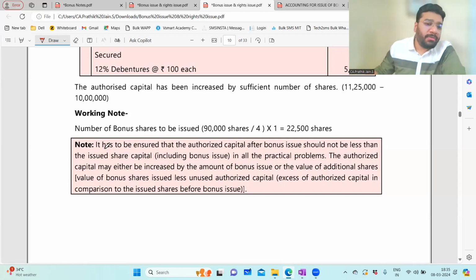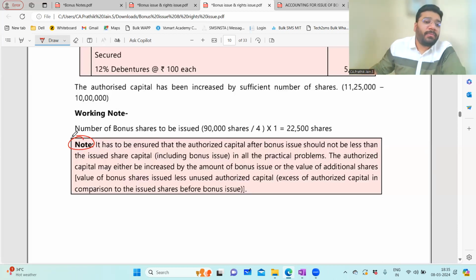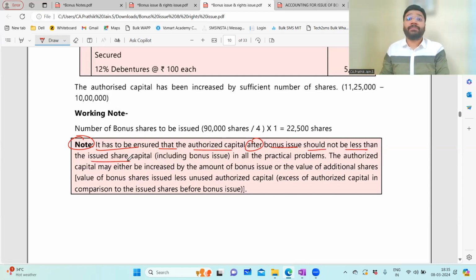The last note number which is given to you. Let's have a look at it, guys. Attention. It has to be ensured that the authorized capital after bonus issue should not be less than issued capital, which in this case was there. What is authorized capital earlier? 1 lakh. Issued capital was 1,12,500. So issued capital is more than authorized. That is not right. Authorized can be more, but issued can never be more than authorized capital.